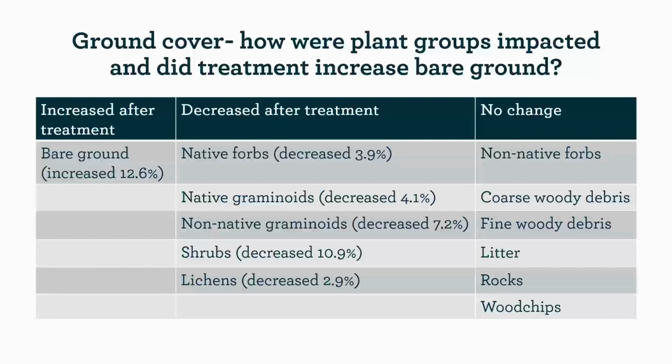We were a little surprised to find no difference in the coarse woody debris or the fine woody debris following mastication. Fine woody debris is like sticks on the ground, and coarse woody debris is 3 inches or larger. So mastication sometimes creates more woody debris on the ground. But I think it may be due to the patchiness of the shrub mastication or the balance of removing woody debris and piling it, but also new woody debris is created when machinery moves through the area.